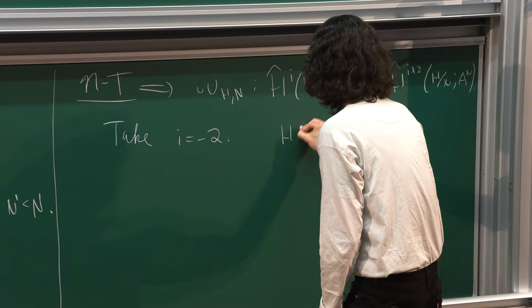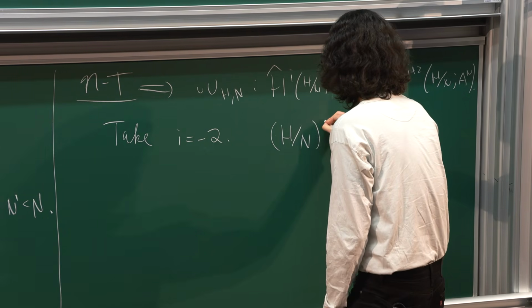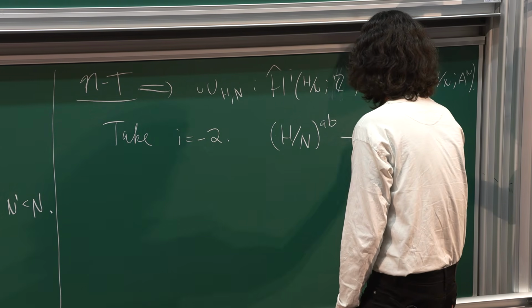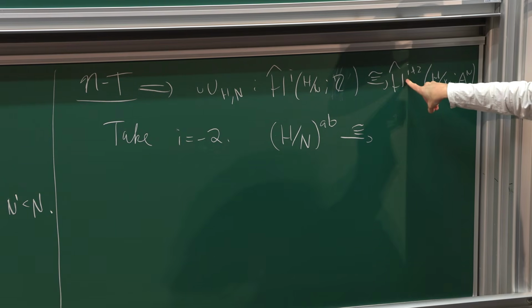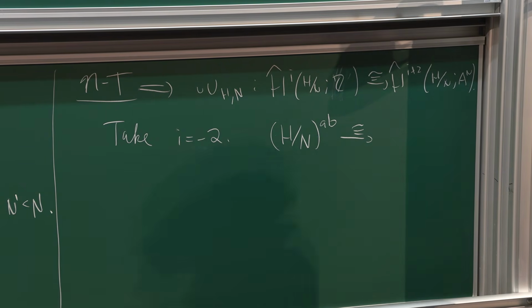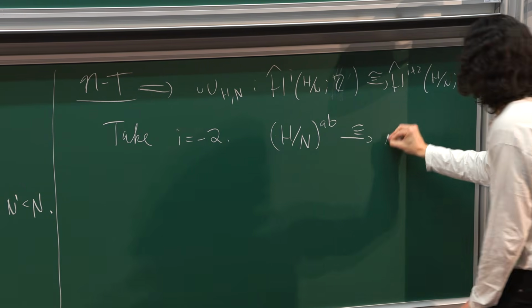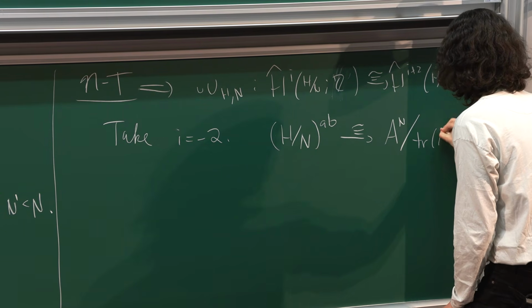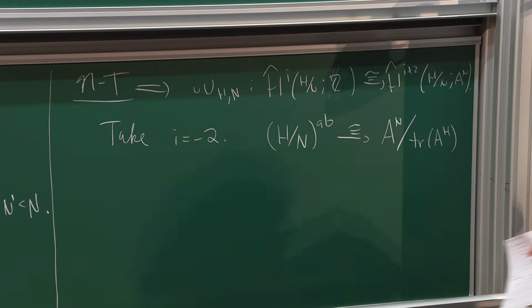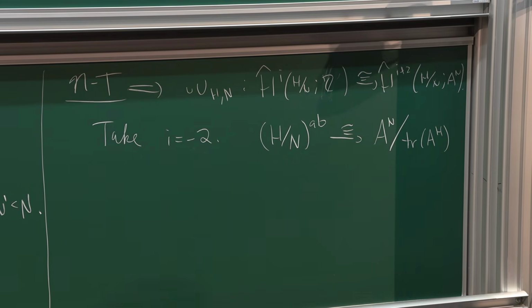And H1 is just the abelianization of the finite group under consideration. So you get a natural isomorphism like this. And then when i equals -2, this is equal to 0. And the Tate cohomology in degree 0 is just, you take the group and you mod out by the transfer map that you have from the H fixed points. The other way around, yeah.